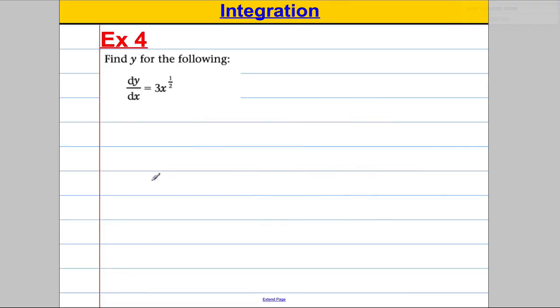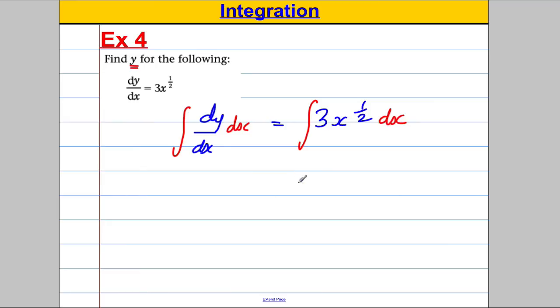dy by dx is 3x to the power of a half. So dy by dx, big gap, 3x to the power of a half. They're asking me to find y, so I'm going to integrate this side with respect to x. I know I'm always going to get y on this side, so y is equal to. Now this side, let's just think about it. I'm going to increase the power by 1. That's going to be x to the 3 over 2. I'm going to divide by the new power, 3 over 2. So 3 divided by 3 over 2. And don't forget, I've got my plus c.